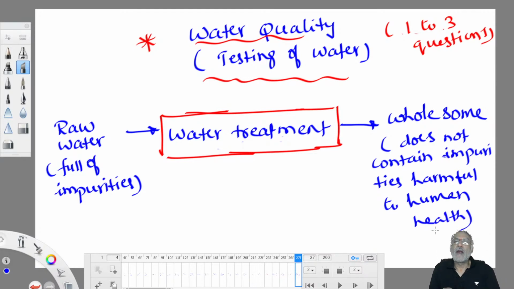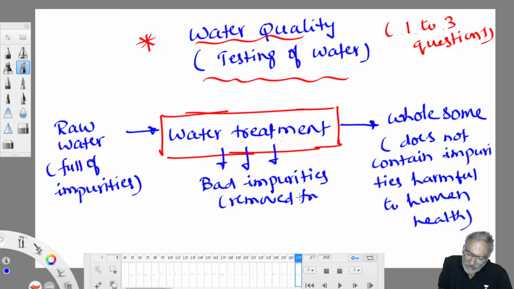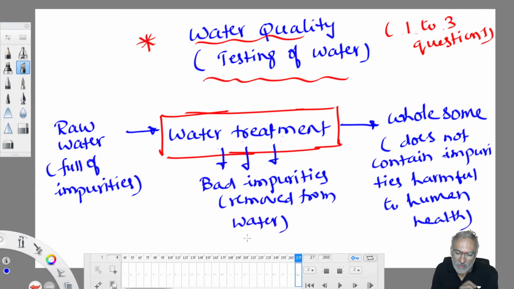You need not remove all of the impurities. Only bad impurities we remove. Good impurities we ignore. Bad impurities in water are removed by treatment. By applying treatment, we remove them from water. Then water becomes wholesome, and wholesome water is supplied to the public. Therefore, this treatment is very, very expensive.